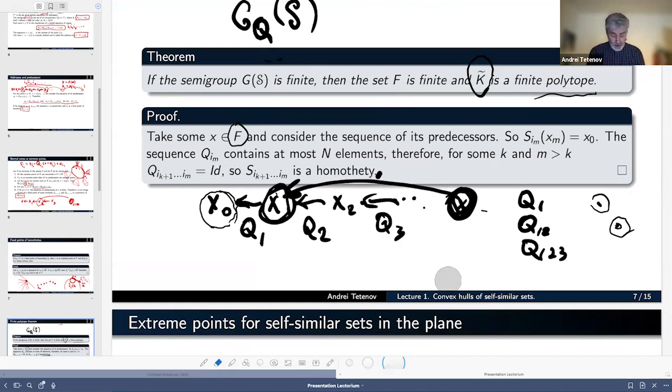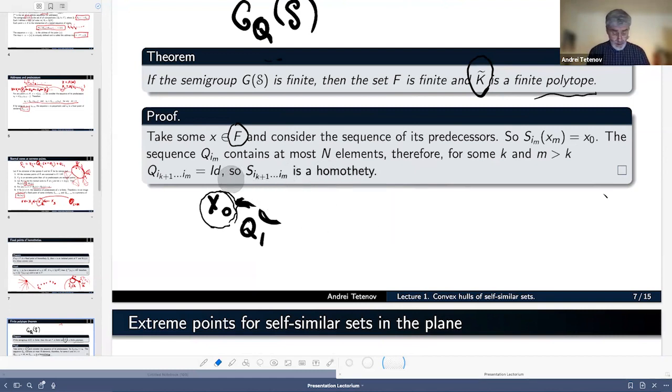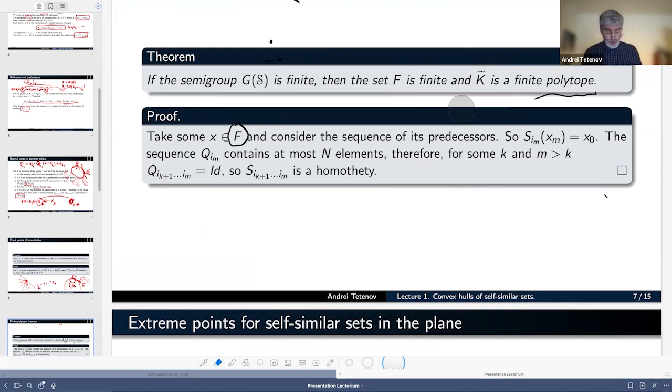We can consider this question from the other side. What is the other side? Suppose the convex hull of K is a polytope.